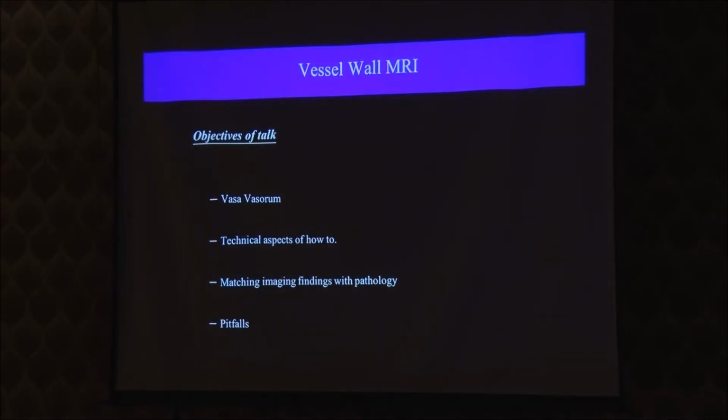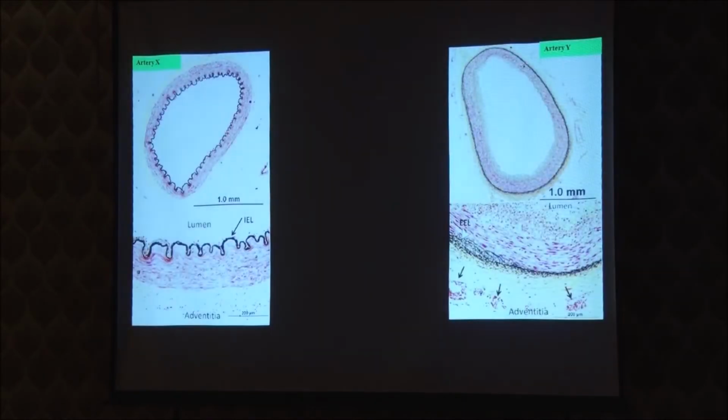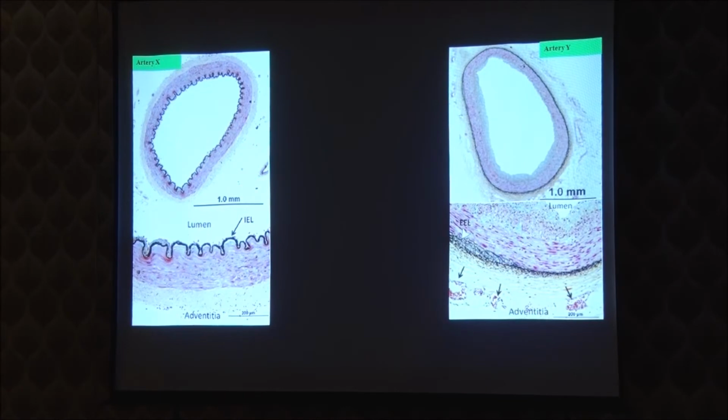So, vessel wall MRI. The objectives of the talk are that we will talk a little bit about vasa vasorum, the technical aspects of how to do the imaging, how you match the imaging with the pathology, and the pitfalls of the imaging. So there are two types of arteries here. One is artery X and the other is artery Y.